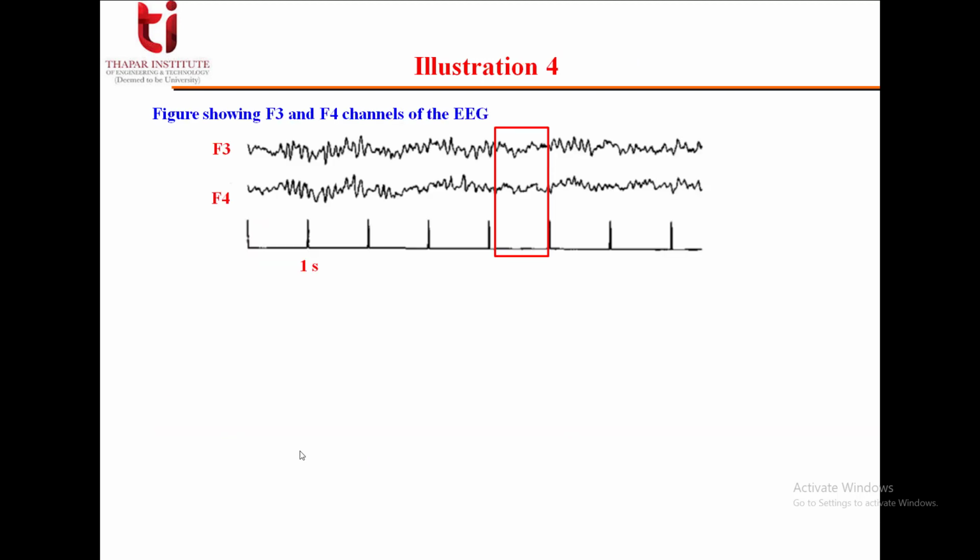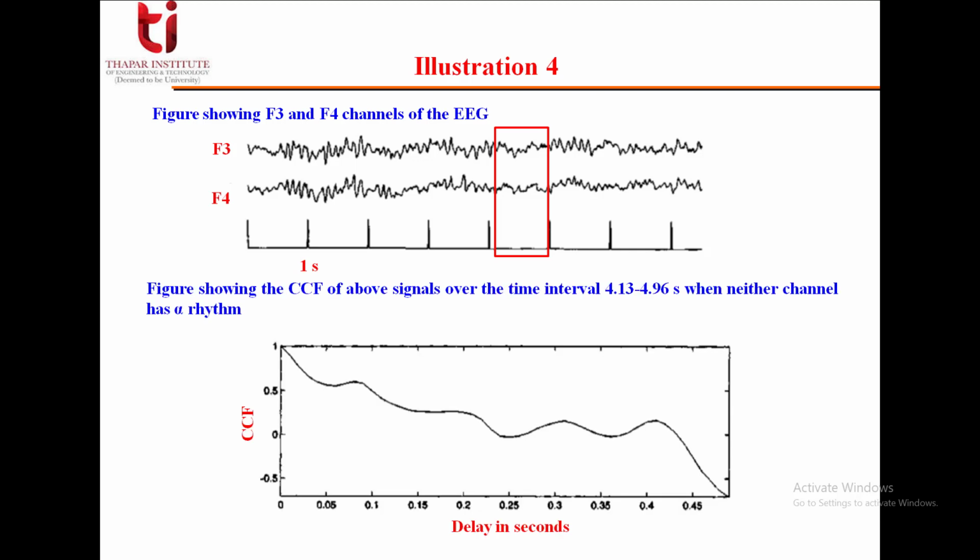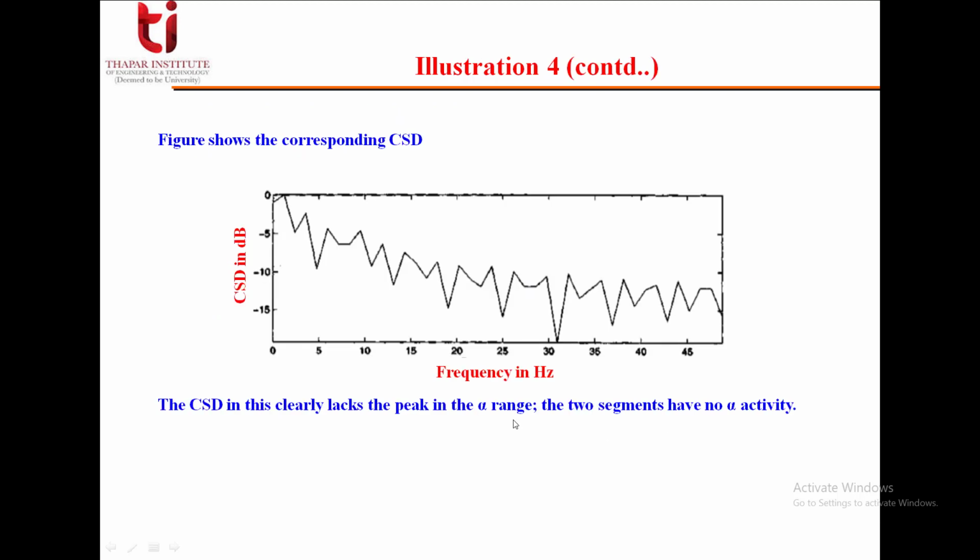Now let's look at one more example. We have taken the signals from channels F3 and F4. In this, both channels do not have any alpha activity, and we have taken this window of 4.13 to 4.96 seconds. You can see when we compute the cross correlation function, it is not showing any peak. And if you compute the cross spectral density, it is very clear that it lacks the peak in the alpha range because the two segments have no alpha activity.